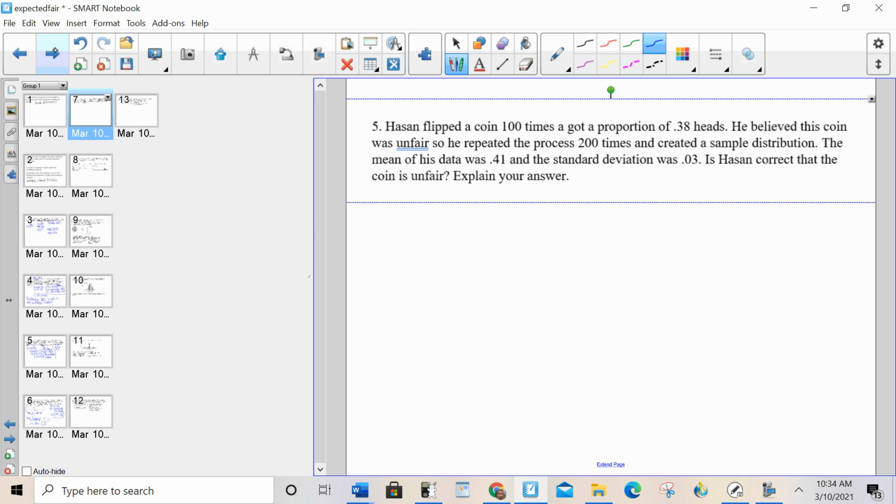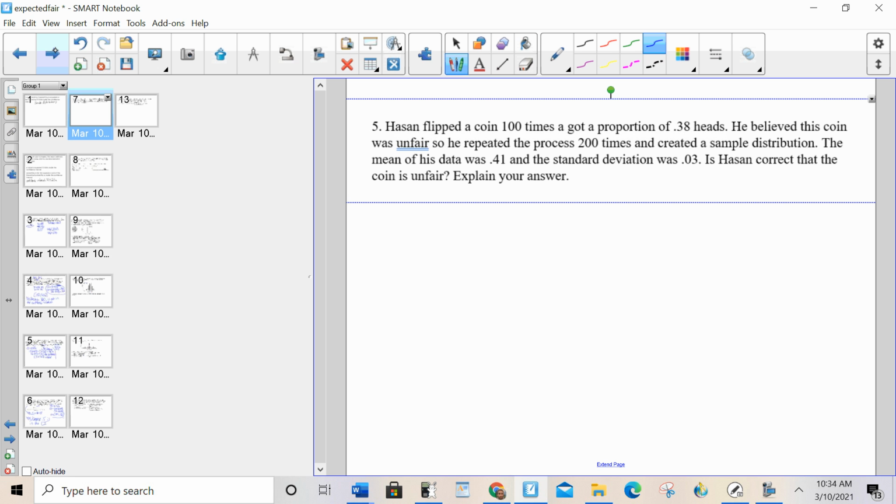Hassan flipped a coin 100 times. It got a proportion of 0.38 heads. He believed his coin was unfair, so he repeated the process 200 times and created a sample distribution. The mean was 0.41. The standard deviation was 0.03. Is Hassan correct? I want you to try this one on your own. So please pause. Try number 5 on your own. Use number 4 as a model. It wants to know if the coin is fair or not. So we need to see if the theoretical probability falls in the confidence interval. So try number 5 on your own and then unpause.